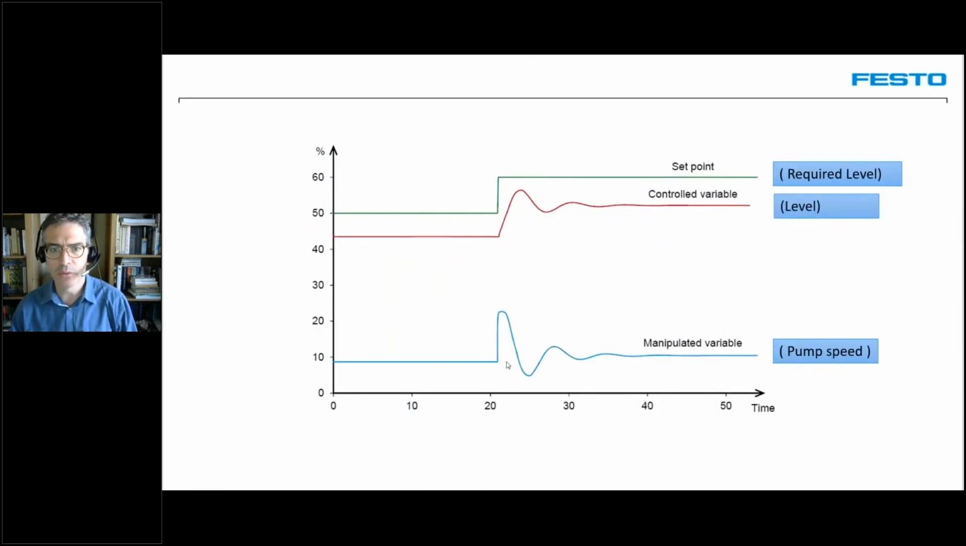Here we see the three parameters that are constantly monitored in a process, starting with the set point. When we do a set point change, how will the manipulated variable respond to that? For example, our pump speed.